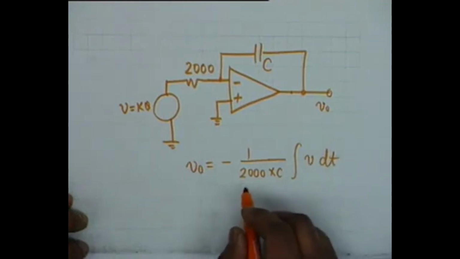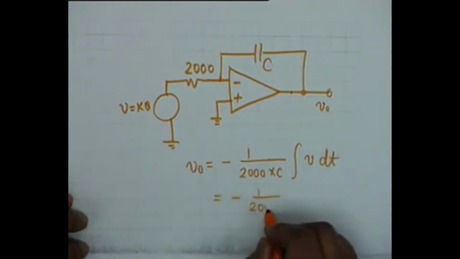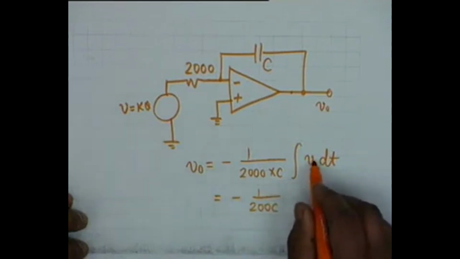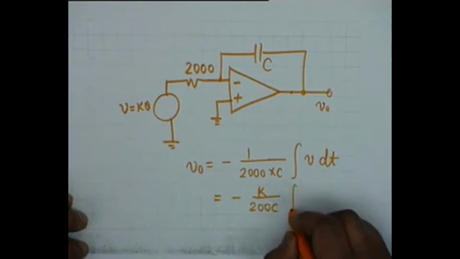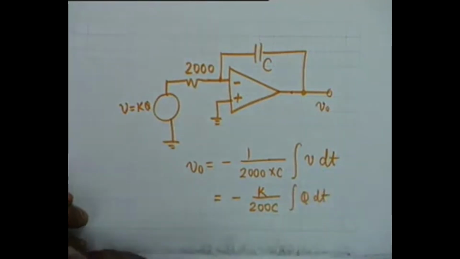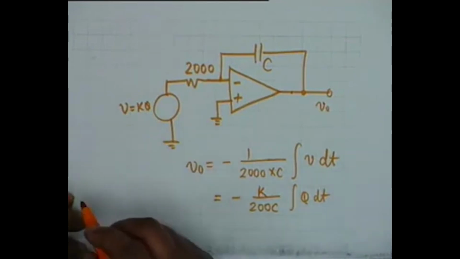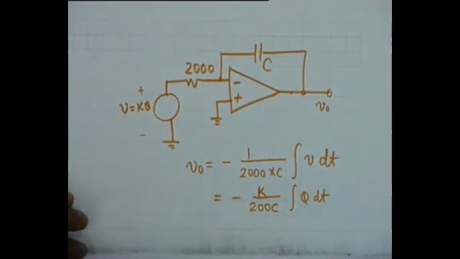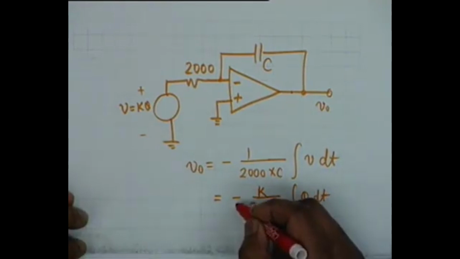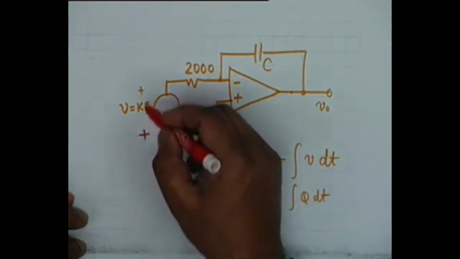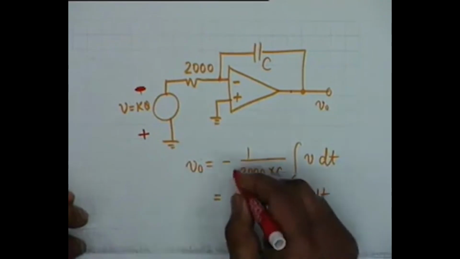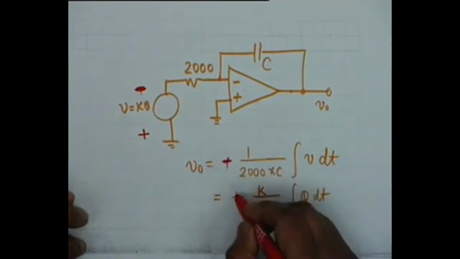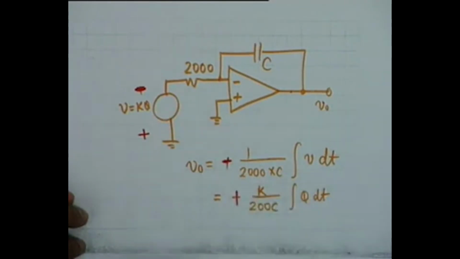Which is equal to minus 1 over 2000 C. Well, V is KQ, so K integral q dt, provided our polarities are like this. Now we don't want a negative voltage, we want a positive voltage, and therefore instead of connecting like this, we want a plus sign here. So instead of connecting the flow meter like this, we connect it in the opposite direction. Then this sign shall be positive.